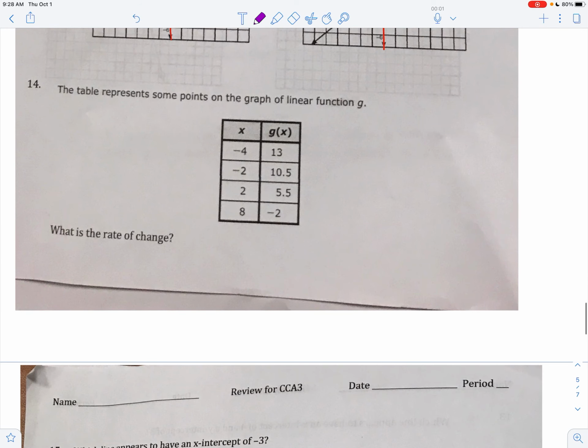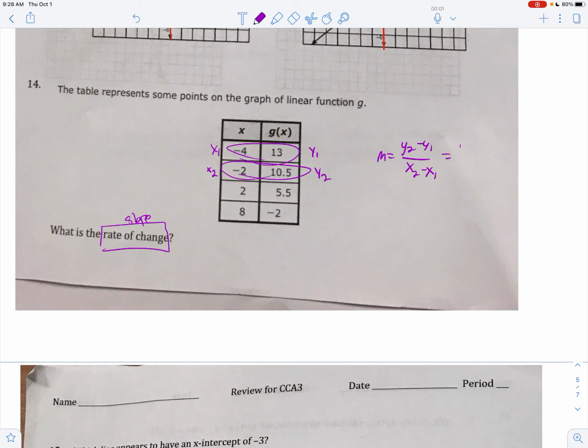All right, number 4 says the table represents some points on the graph of the linear function g. What is the rate of change? Remember, rate of change, slope. That's what it means. Therefore, we're looking for slope. We choose 2 points. And then we use our slope formula where we say y2 minus y1 over x2 minus x1. So this is our x1, x2, y1, y2.